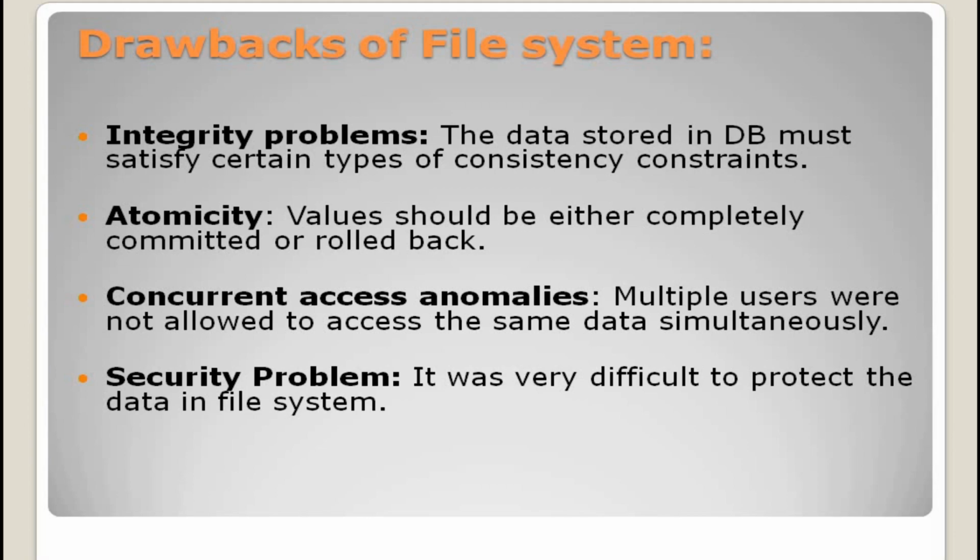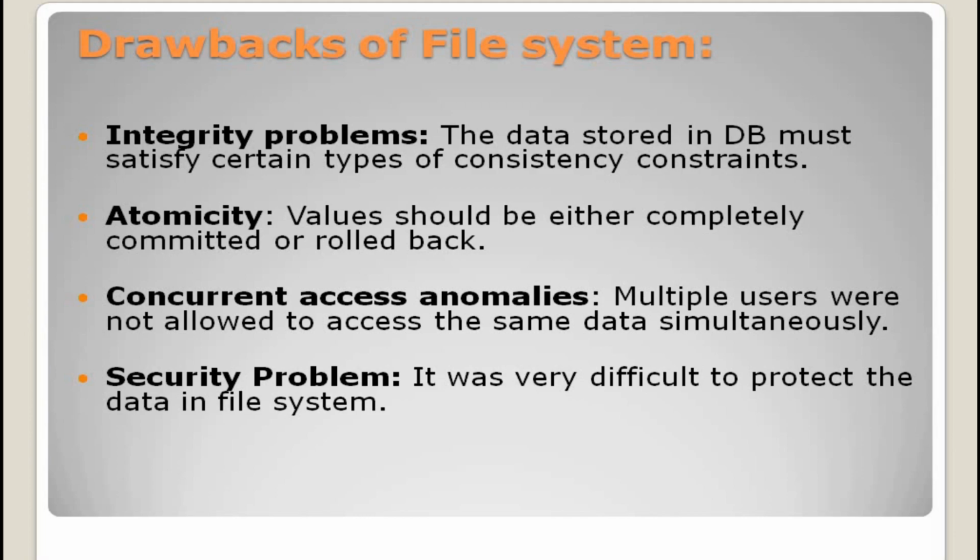Then there is atomicity. Atomicity says that if we are executing any particular program, or storing any particular record in the database, then it should either be completely stored or not stored at all. There should not be a case where partial data is stored and the other half is not stored. So atomicity says that a value should either be completely committed or rolled back. Either the work is 100% done or it should not be done at all. Next is concurrent access anomalies.